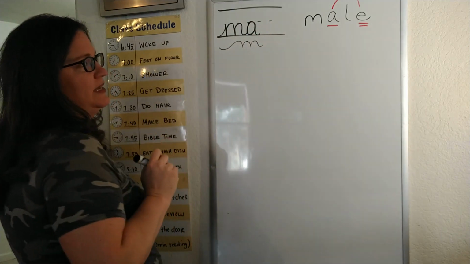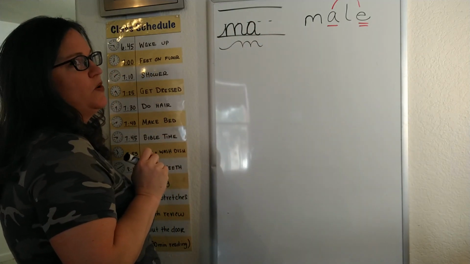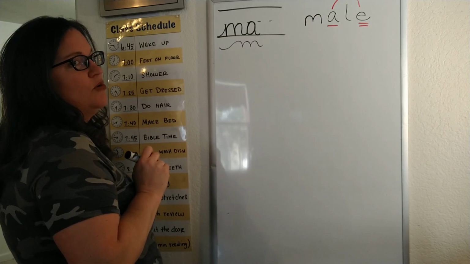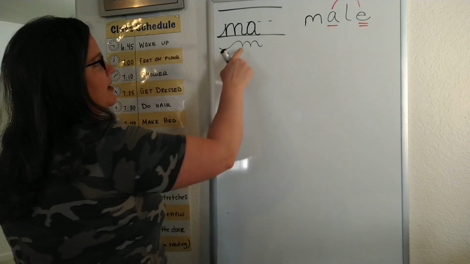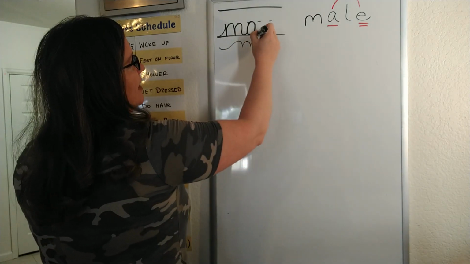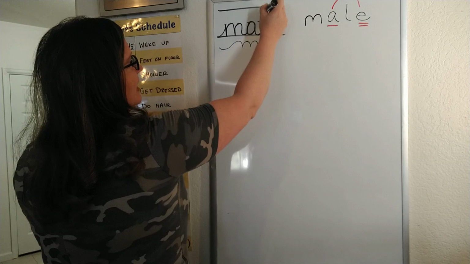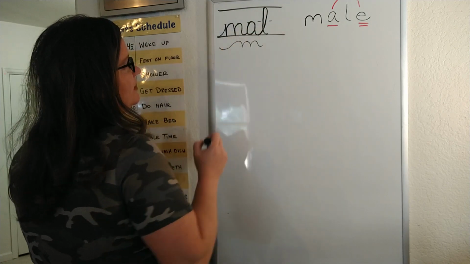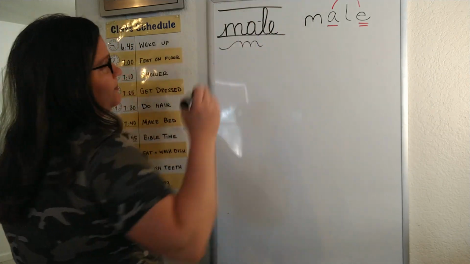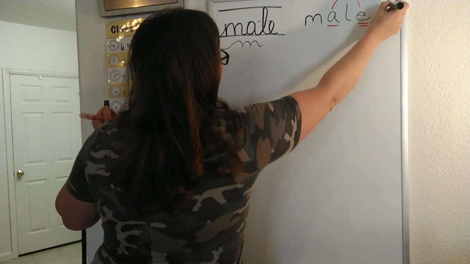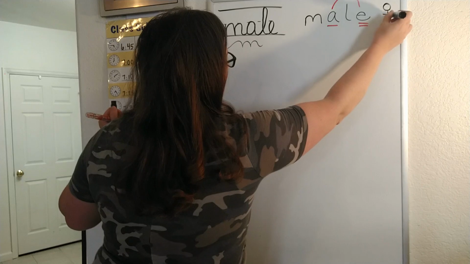If I don't touch my tail to baseline, what is M-O-L-E? Mole. I have a mole on the side of my cheek. Okay, male, as in a boy. L is a loop letter, all the way to the top, all the way to baseline. E is a little loop letter. Loop at midline, back to baseline, pick up your pen. So we've got a male.